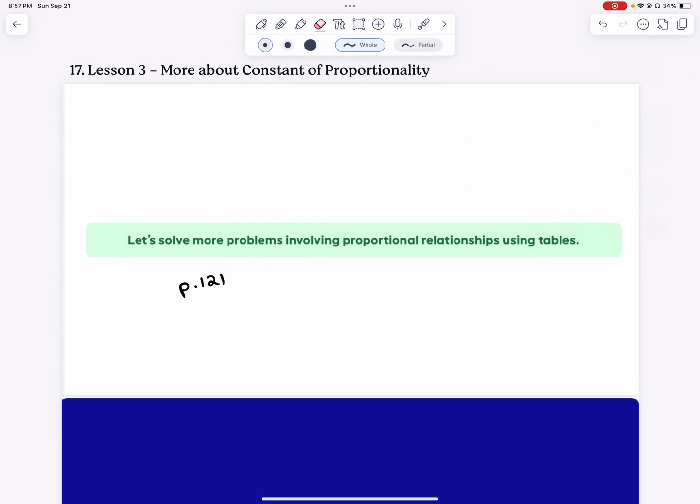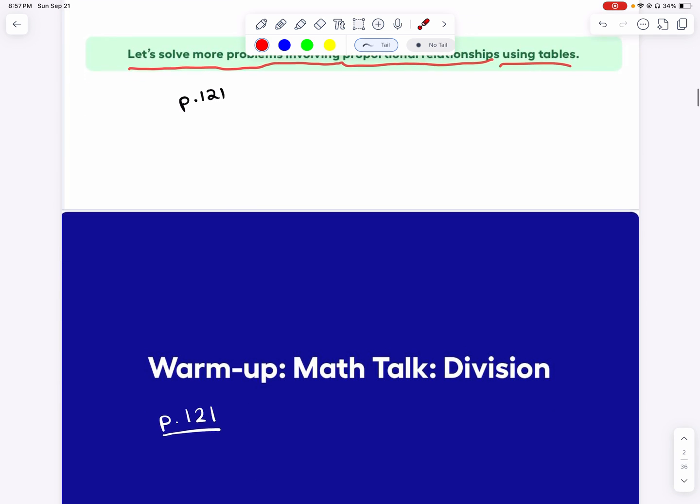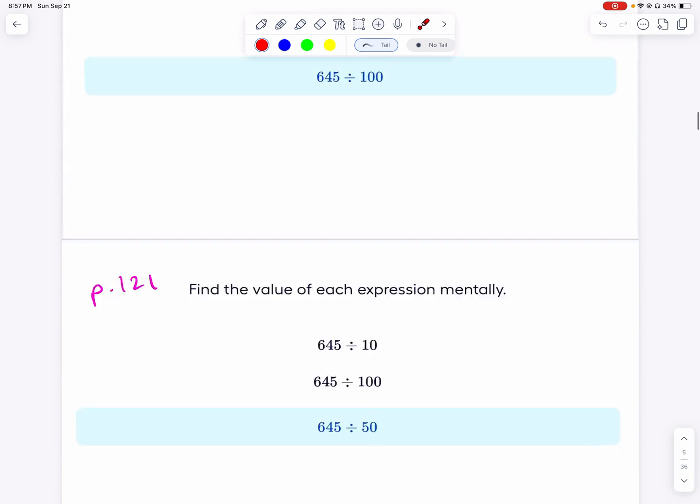It is. Perfect. All right, we're on lesson three, more about constants of proportionality. In our last lesson, we were talking about how a table is proportional and how there's a constant of proportionality. We're going to continue solving more problems involving proportional relationships using these tables. We're going to be identifying constants of proportionality.